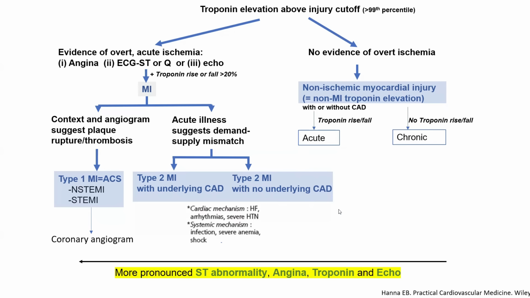This classification is important because there is a graded worsening of cardiac prognosis the more you progress from non-ischemic myocardial injury to type 2 MI with CAD and type 1 MI. There is also progression in diagnostic markers. So how do you distinguish between those? Beside the clinical picture and the context, the more you have pronounced ST abnormality, angina, troponin, and echo, the more you're leaning toward type 2 MI with CAD or type 1 MI.